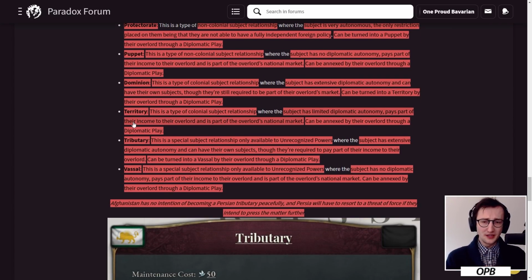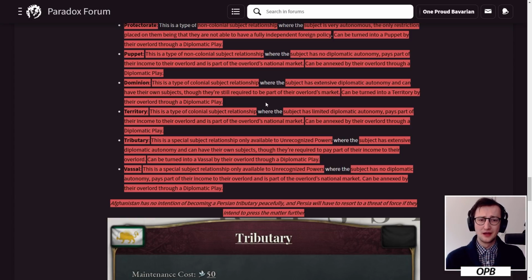On a colonial level, we have dominion. Basically, the subject has extensive diplomatic autonomy and can have their own subjects, though they're still required to be part of their overlord's market. It can be turned into a territory by their overlord through a diplomatic play. And then territory, this is a type of colonial subject relationship. The subject has limited diplomatic autonomy, pays part of their income to their overlord, and is part of the overlord's national market. It can be annexed by their overlord through a diplomatic play.